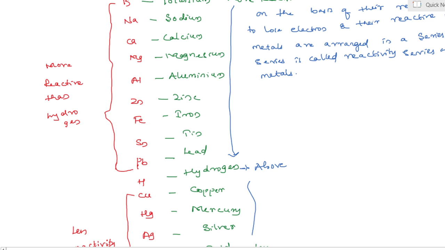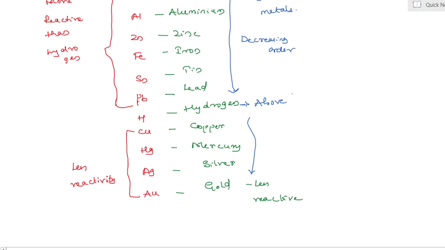Arranged in decreasing order. Potassium, sodium, calcium, magnesium, aluminium, zinc, iron, tin, lead, and below the hydrogen, copper, mercury, silver and gold. Okay, my dear students, these four elements are termed as what? Reactive metals, and above hydrogen they are termed as more reactive elements.